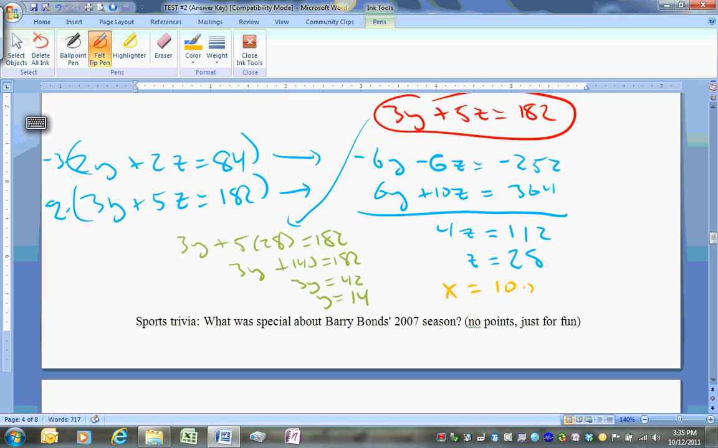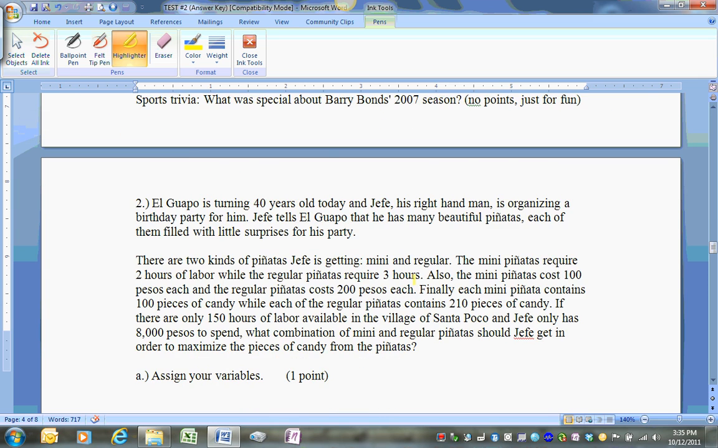x will equal 10 more than doubles and home runs, which will be 52. So we have all three answers now: singles, doubles, home runs. So that's how you solve number 1.